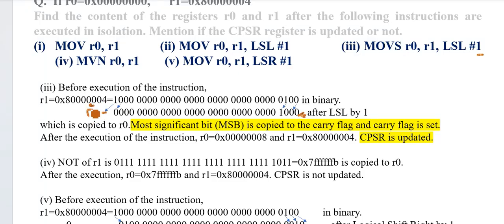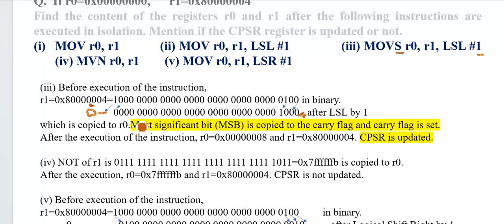Okay, this will go to the carry, and since it is 1, the carry flag will be set to 1. MSB will go to the carry. Actually previous also it will go, but we are not saving the content, so CPSR is not going to update. But in this problem, we are given S also, so this is going to update the flag or save the flag. So carry flag is going to set.